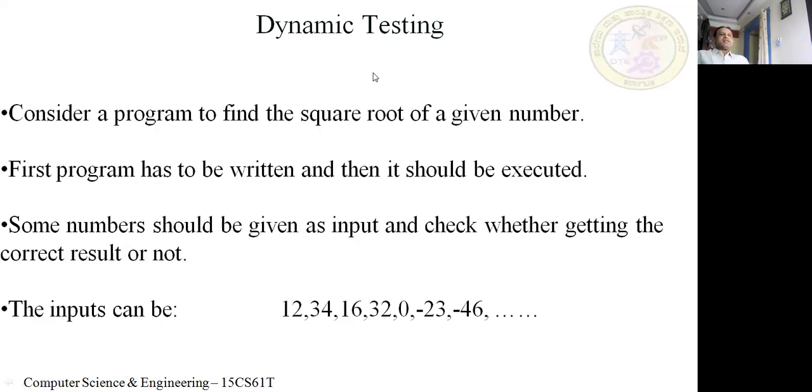One example: consider a program to find the square root of a given number. First, the program has to be written and then executed. Some numbers should be given as input, and we check whether we get the correct result or not. For example, the square root of 12 is some fraction value, 3.4 something. The square root of 16 is 4. The square root of 32 is 5 point something. Then 0: can you find the square root of 0? No. Can you find the square root of a negative number? No, we cannot find it. So this is an example.